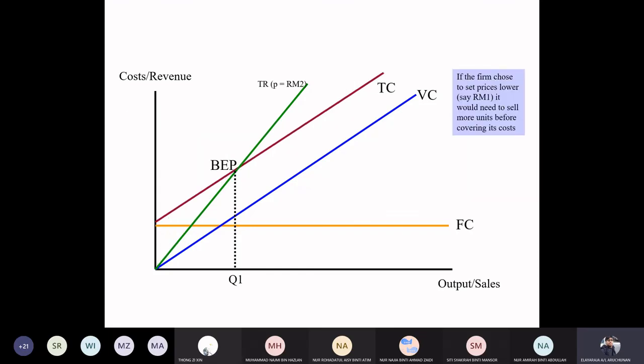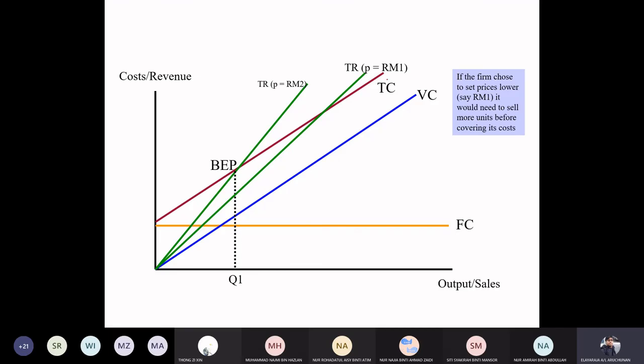Next, say the firm chooses to set the price lower. Say the firm decides to set the price lower, which means they are no longer going to sell at $2, sorry, 2 ringgit. They just want to sell at, say, about 1 ringgit now. So if it is 1 ringgit, your total revenue becomes even lesser. So the slope becomes less steep than the one before.